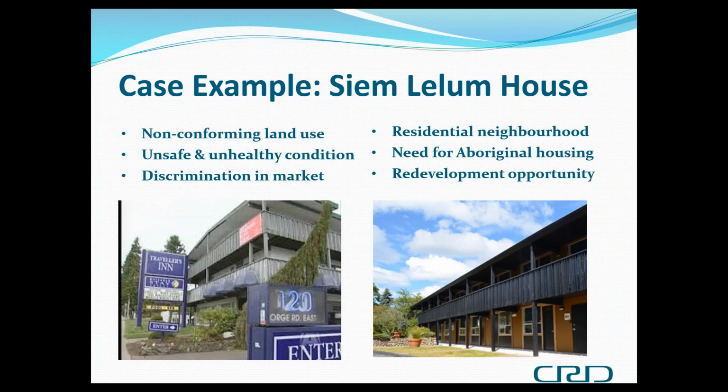The other case example is a project called Siem Lelum House, which is out at 120 Gorge Road here in Victoria. What we have here is a number of years ago, a lot of the older motels were beginning to move into more disrepair. A lot of them weren't actually being used for transient occupancy anymore. Many of them were occupied by people who were needing very, very low-cost housing. So the owners of those properties were beginning to rent them out more as longer-term housing than they were for hotel or motel use or by tourists. So there was a non-conforming land use issue there.